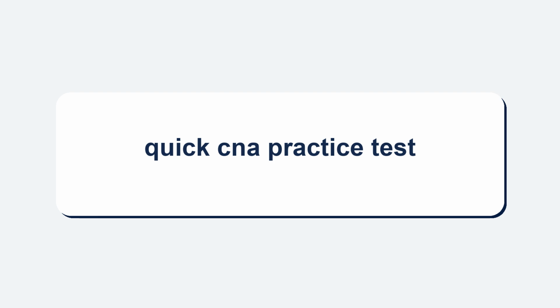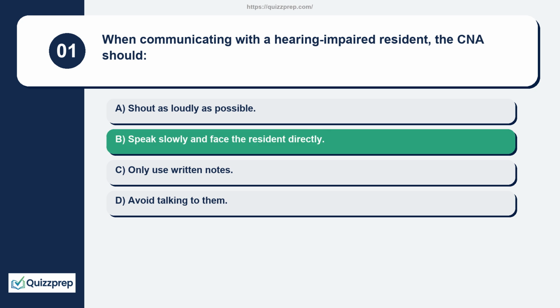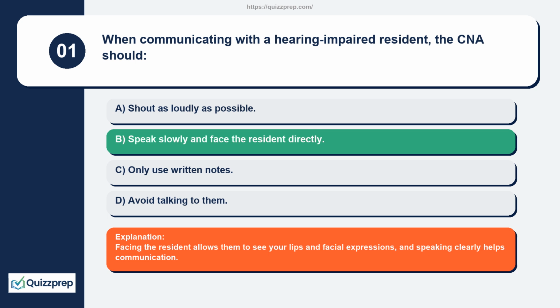Quick CNA practice test. Question 1. When communicating with a hearing-impaired resident, the CNA should: shout as loudly as possible, speak slowly and face the resident directly, only use written notes, avoid talking to them. Facing the resident allows them to see your lips and facial expressions, and speaking clearly helps communication.